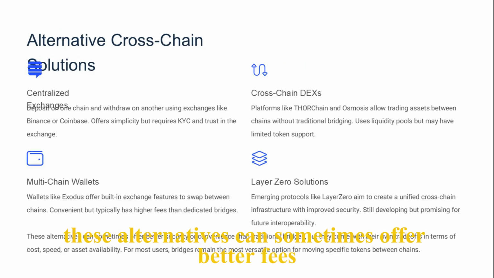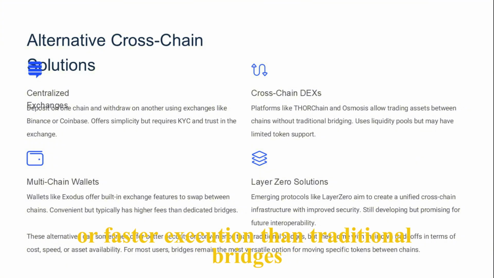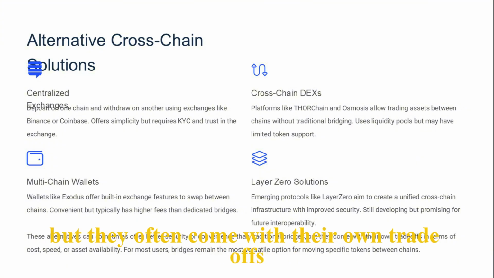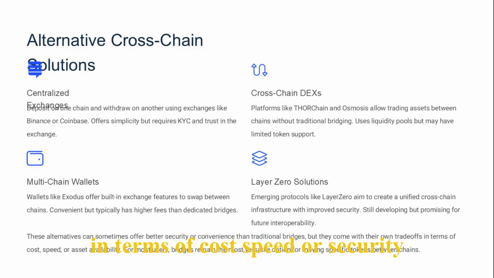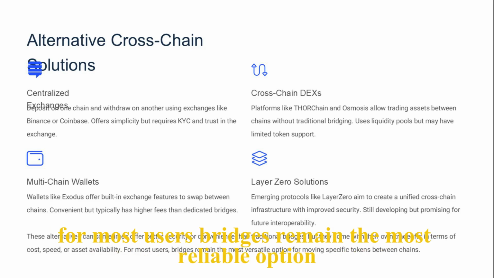These alternatives can sometimes offer better fees or faster execution than traditional bridges, but they often come with their own trade-offs in terms of cost, speed, or security. For most users, bridges remain the most reliable option.